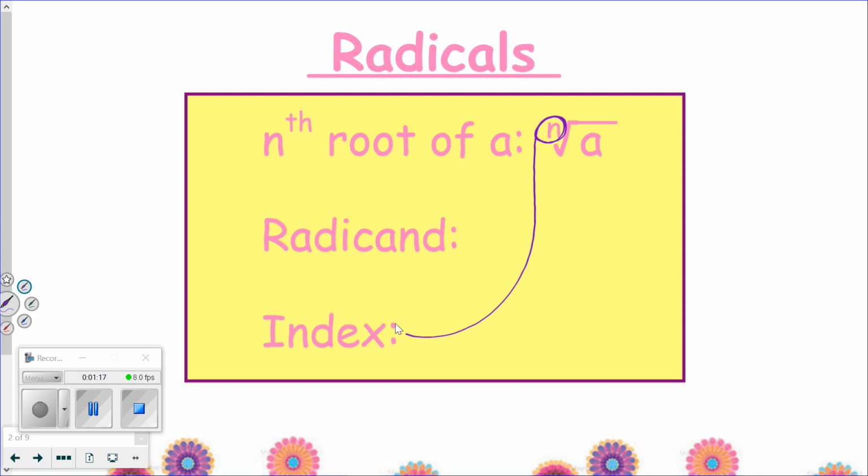The radicand, that's called a radical, right? So the radicand is the number underneath. So a is my radicand. I don't use the term radicand very often, but I do use index a lot. Okay, so index is whatever root we're talking about.